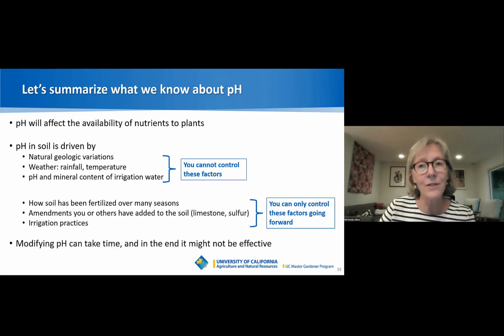So the bottom line here is that modifying pH can take time, and in the end, you might be frustrated with the results. It's a slow process, and the soil tends to keep its own pH, so you might end up being frustrated. But nevertheless, it's good to understand what's going on and what the pH of your soil is. Knowledge is helpful.